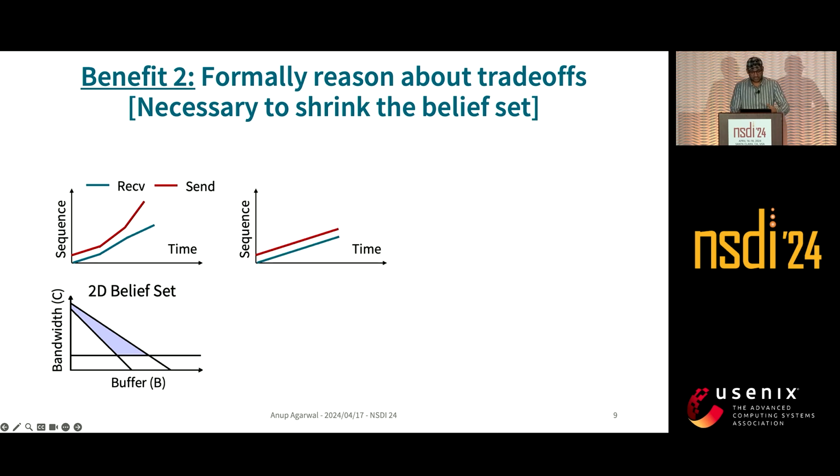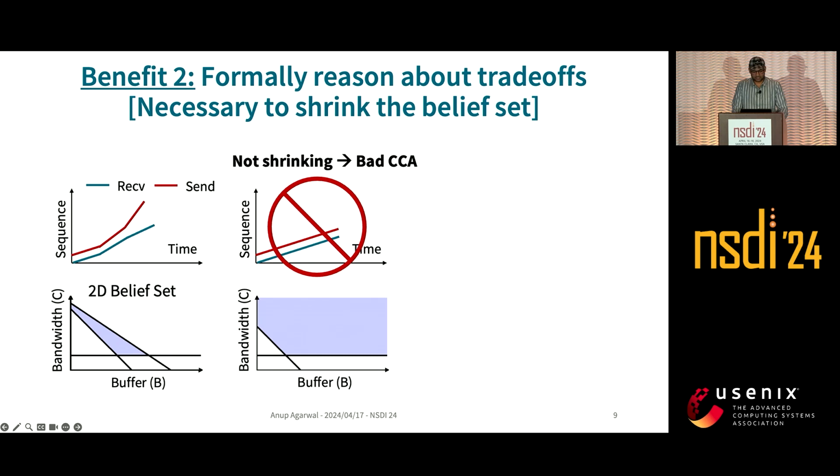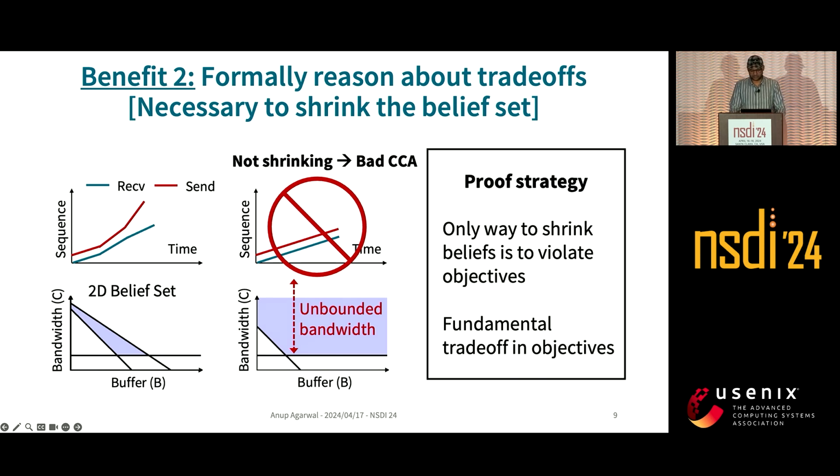If it happens to be that after a series of rate decisions and observations, the belief set still looks like this, then we can safely say this is a bad CCA. The belief set shows there's large uncertainty in the bandwidth of the network. So if the CCA is sending at low rate and the network turns out to have high bandwidth, then the algorithm would be causing underutilization. Alternatively, if the CCA is sending at a high rate, but the network turns out to have low bandwidth, then the CCA will be causing delays or losses. And this gives us a sketch to prove impossibility results in congestion control. If the only way to shrink beliefs is to violate some objectives, then we have to violate them. And so there's a fundamental trade-off in the objectives we're trying to achieve.